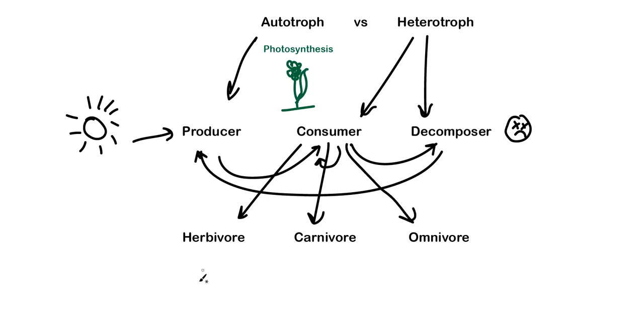So we got our herbivores. Herbivores eat only plants. Carnivores. Carnivores eat only consumers or meat. Omnivores eat both.